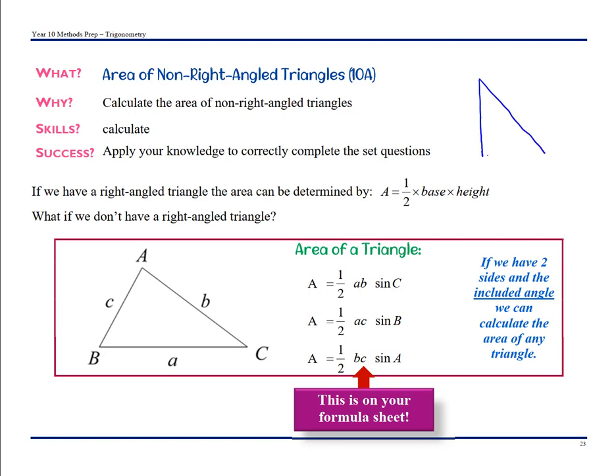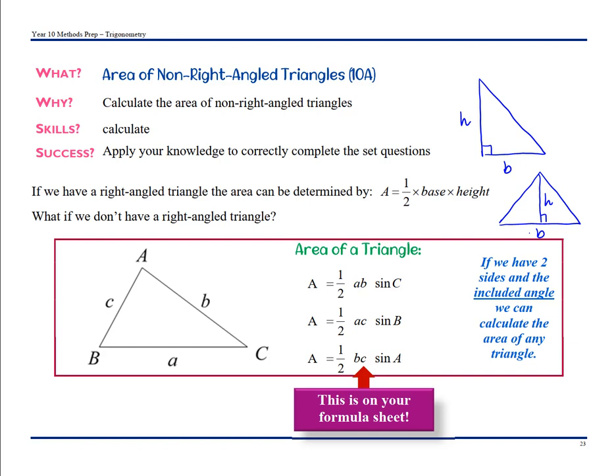So right angled triangle, height and base. So we've got a half times base times height, or if we had a non-right angled triangle, we could use the same formula as long as we had that perpendicular height. Okay, but what if we don't have a right angle triangle, and what if we don't have that perpendicular height?